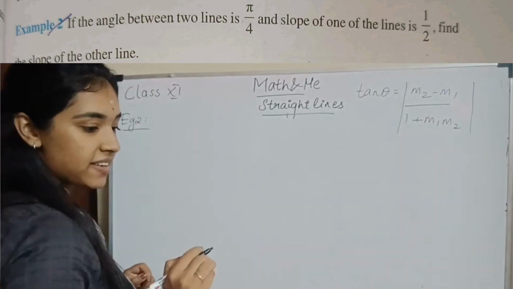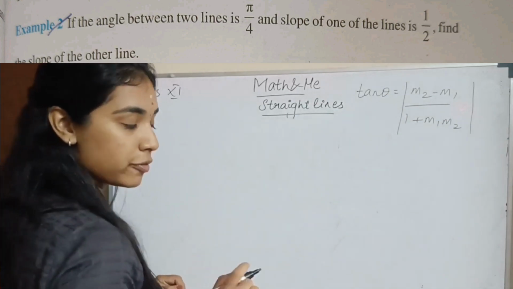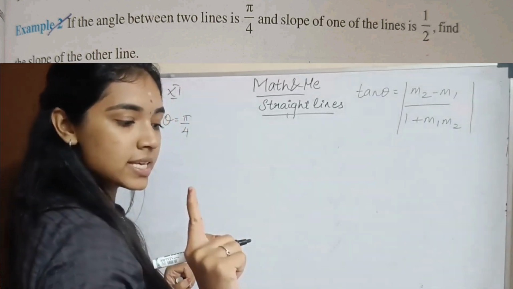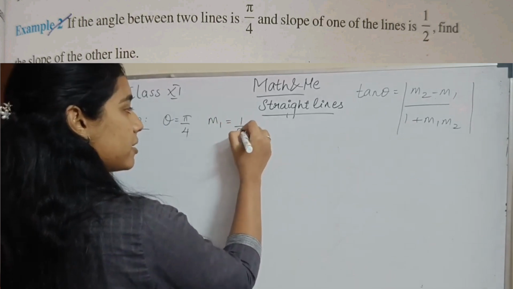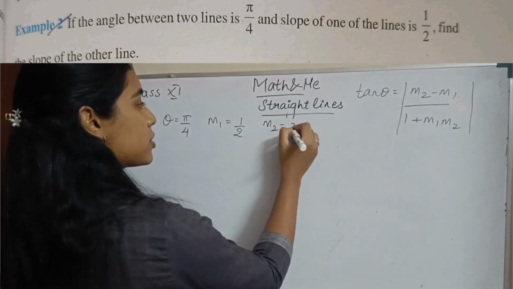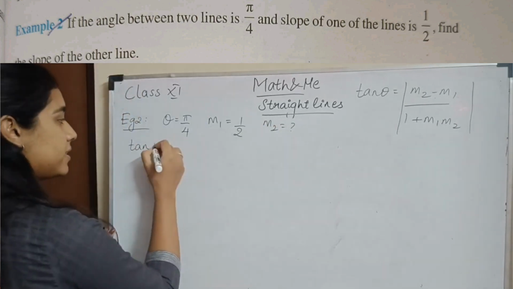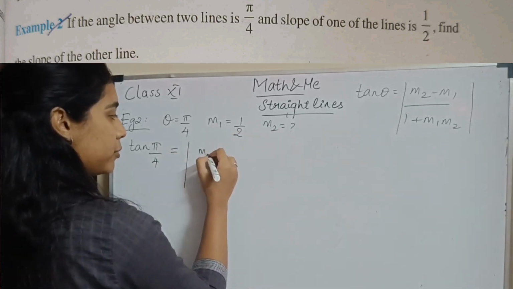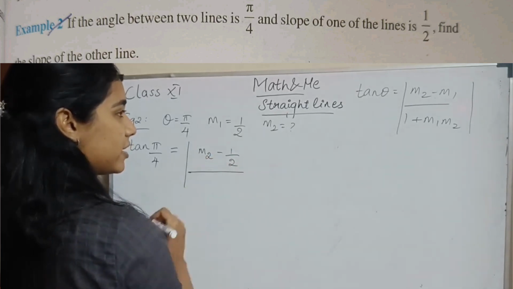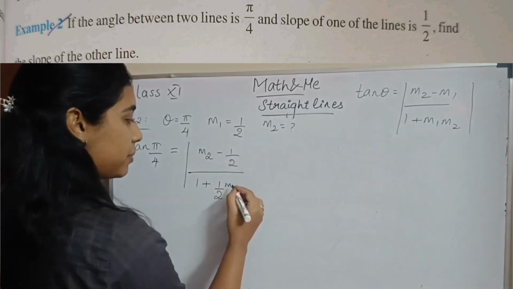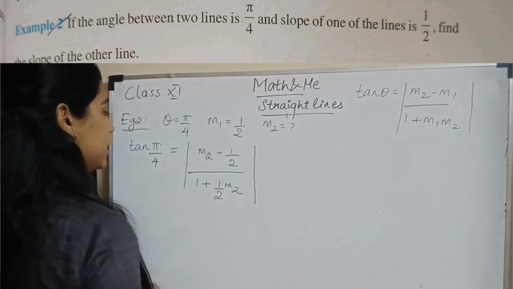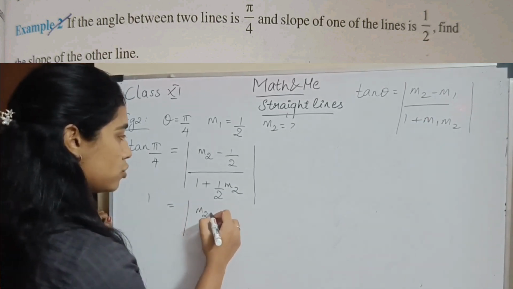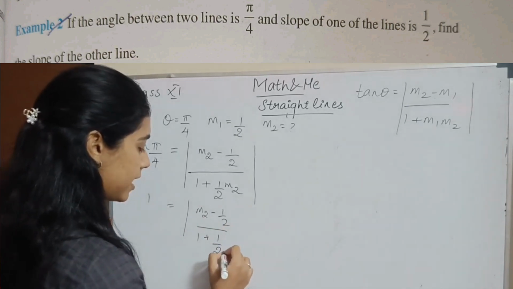Example 2. It is given that the angle between the two lines is pi by 4, which means theta is pi by 4, and the slope of one of the lines is half. So slope M1, let it be half. Find the slope of the other line. We just learned a formula, so let us substitute. Tan pi by 4 equals mod of M2 minus M1, which is half, divided by 1 plus M1 M2, which is half M2. So what is tan pi by 4? It is tan 45, which is 1. So 1 equals M2 minus half divided by 1 plus half M2.